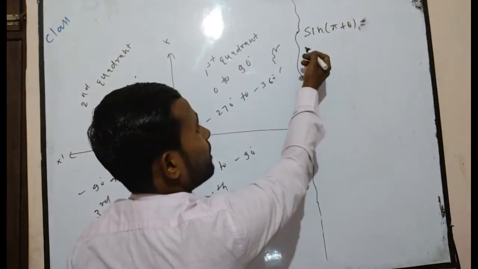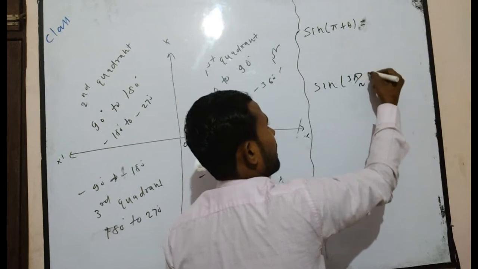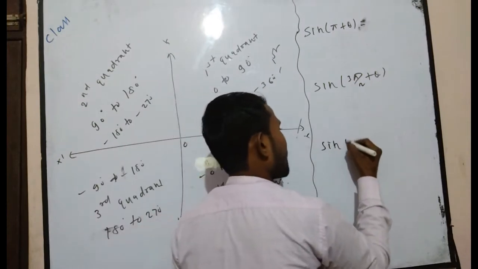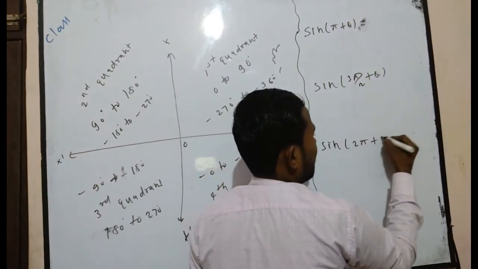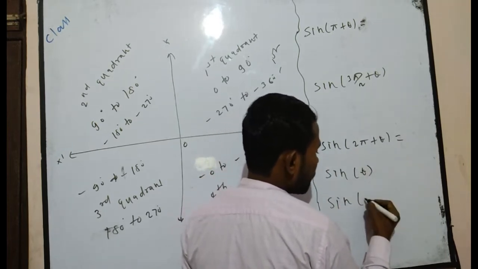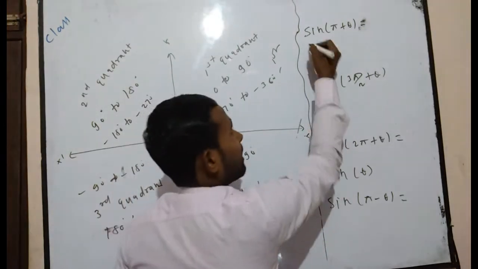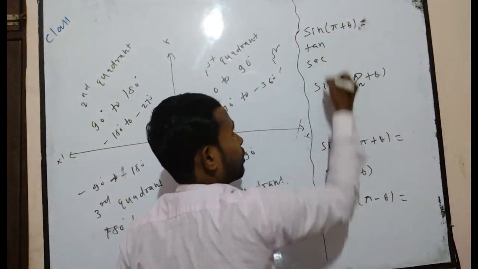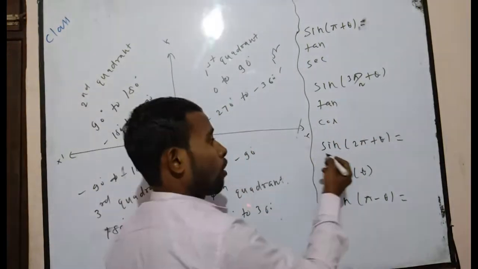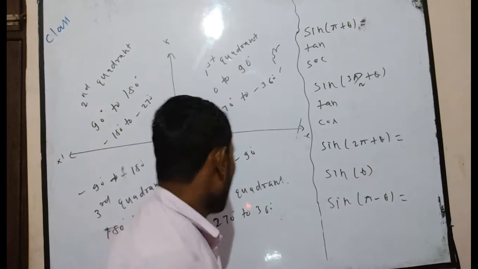Look, first of all, sin pi plus theta, how can you remember it? What is the formula of sin 3 pi by 2 plus theta? As you know, 3 pi by 2 means 270 degree. What is the formula of sin 2 pi plus theta? Sin minus theta, what is the value? Sin pi minus theta, what is the value? Similarly, in place of sin you can take sec, tan, cot 3 pi by 2 plus theta, cot 2 pi plus theta. How can you write this formula? I give you a trick. First of all, you have to remember it.